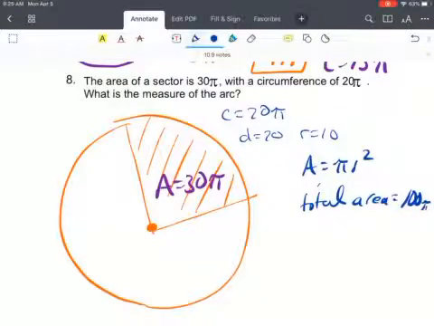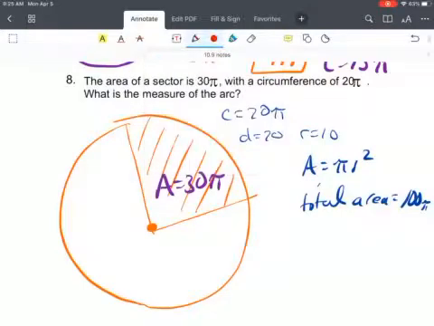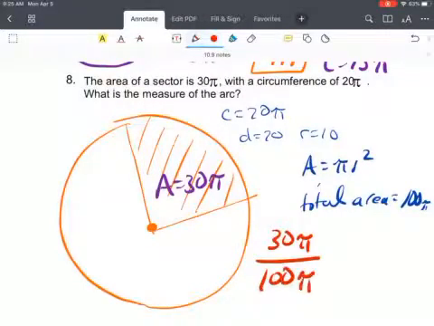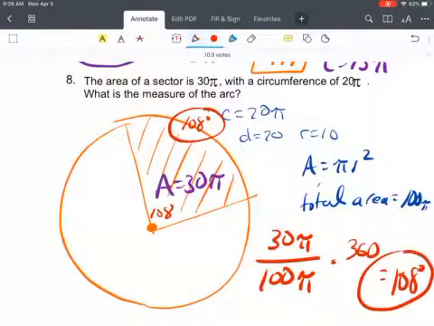So how much of the circle is shaded? We have 30 pi out of a possible total area of 100 pi. And we need to multiply that fraction times 360 degrees, which means that the measure of that arc is 108 degrees.